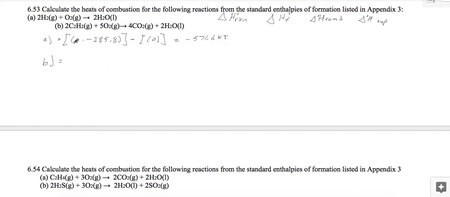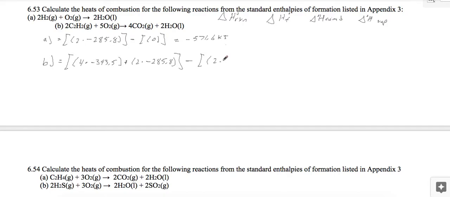And do the same thing with B. Products minus reactants. This is a little bit more involved here. 4 moles of carbon dioxide, negative 393.5, plus that of water, which is going to be negative 285.8, minus the reactants. This is on one of those tables in there in the back. It is there.